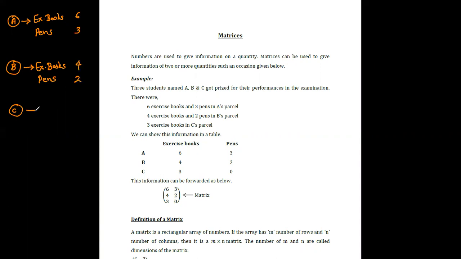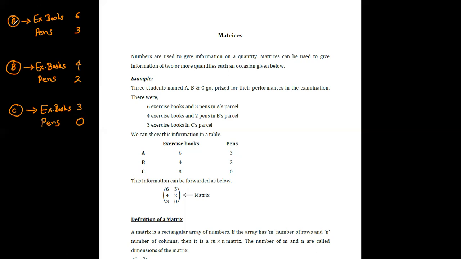And if you look at the prize got by student C, that student has got 3 exercise books and no detail regarding the pens. There were just 3 exercise books. Therefore, we can assume that there are 0 pens, because there is no evidence mentioning the number of pens.